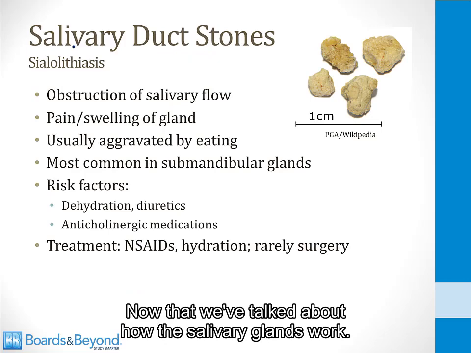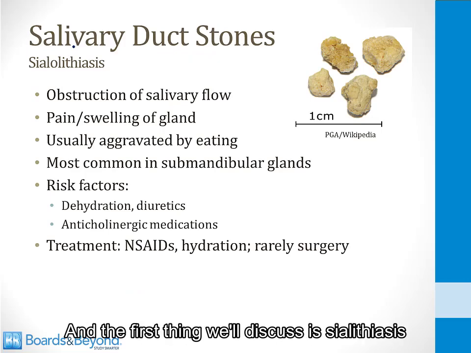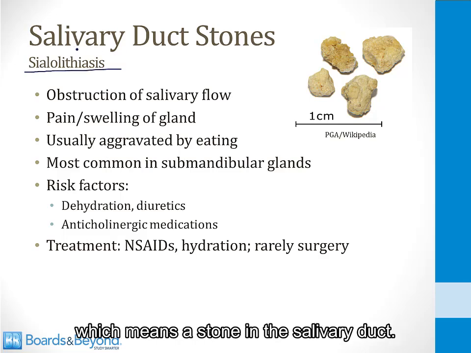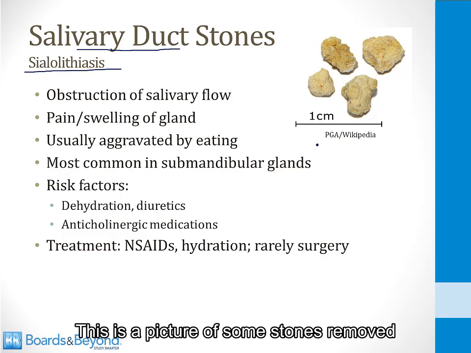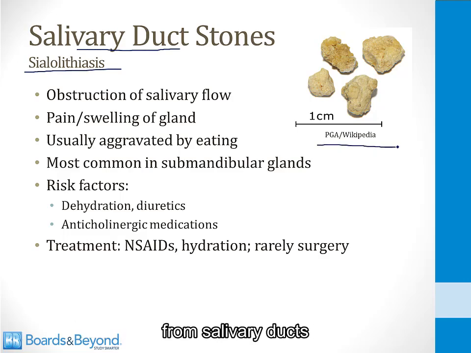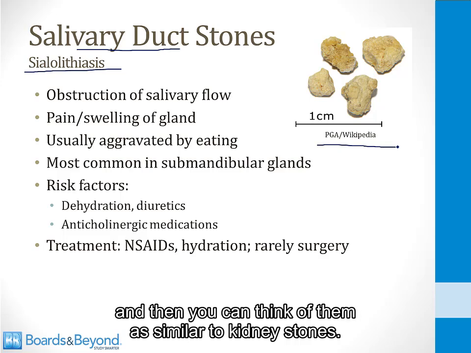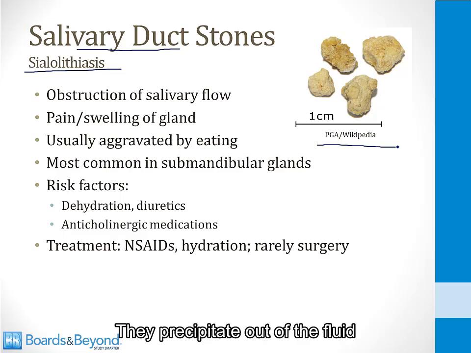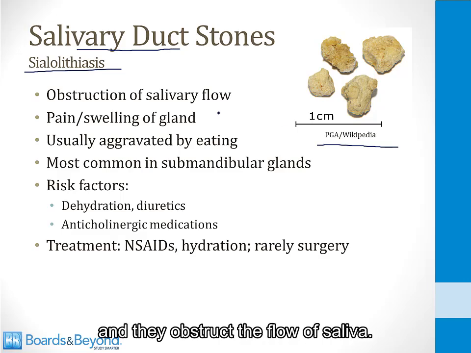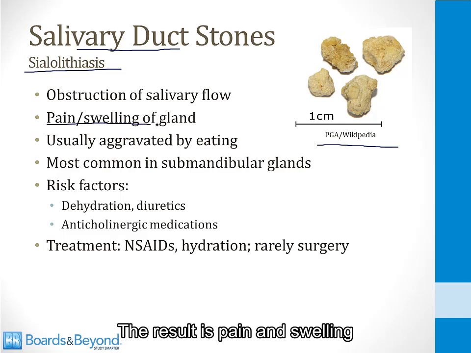Now that we've talked about how the salivary glands work, let's talk about some pathology. And the first thing we'll discuss is sialolithiasis, which means a stone in the salivary duct. This is a picture of some stones removed from salivary ducts. They're usually made up of calcium, and you can think of them as similar to kidney stones. They precipitate out of the fluid and they obstruct the flow of saliva. The result is pain and swelling in one of the salivary glands. It's usually aggravated by eating.